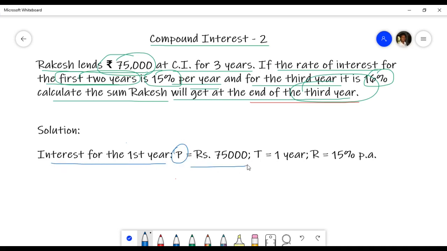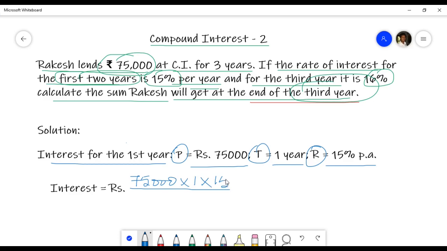Interest for the first year. Principal as it is given in the question, 75,000, time 1 year, and rate is 15% per annum. Let us find interest using the formula PTR by 100. We'll just replace the values. When we simplify it further, we will get the interest as rupees 11,250. So this is the interest for the first year, 11,250 rupees.